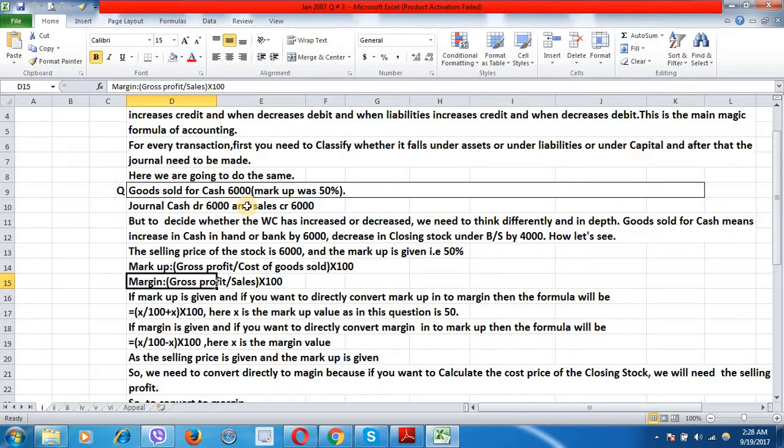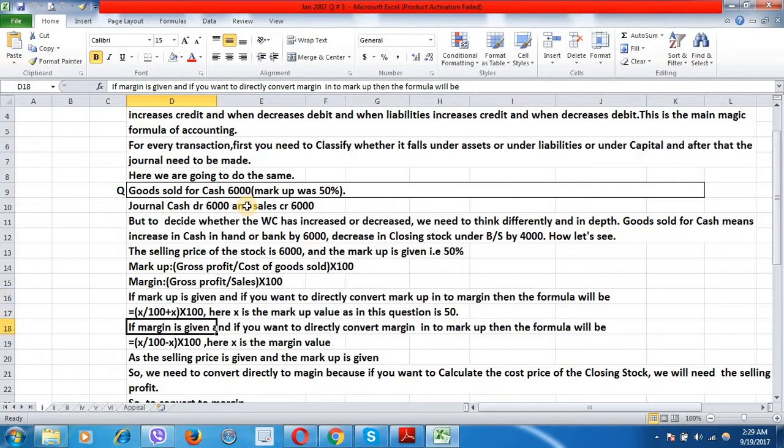In this question we can't simply use the markup formula, because if we use it we will need the gross profit or the cost of goods sold, which we don't know. We know only the markup percentage, so we cannot use this formula. If we want to use the margin formula, we cannot use this too, because margin equals gross profit divided by sales into 100. We only know the sales value of the stock. We don't know either the margin percentage nor the gross profit. That's why we can't use the margin formula too.